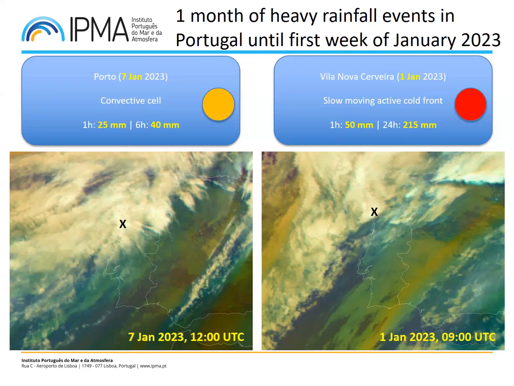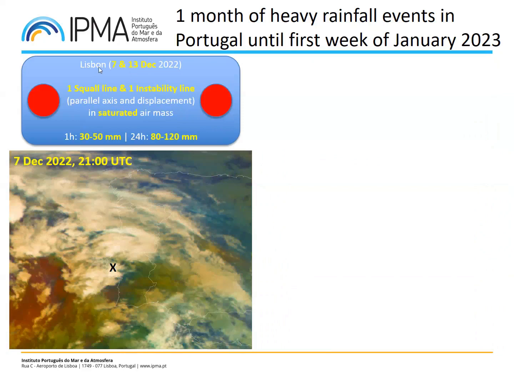Going still a little more back in time, moving into December, we had in Lisbon 2 events. They were on the 7th and then on the 13th of December. There was first a squall line and then an instability line, whose axis was parallel to the displacement, and you know how bad that is. So we had, of course, with these squall lines and instability lines, very unstable air. The air mass was saturated from the surface, and with the axis of the system and the displacement being the same, we had really accumulated values of precipitation that were very problematic because they also happened over the city. So it was really over the city of Lisbon.